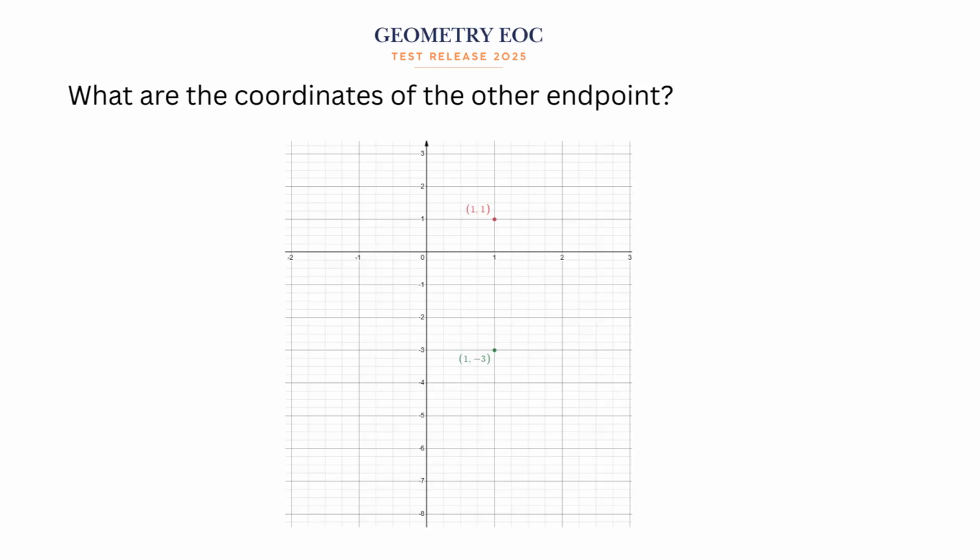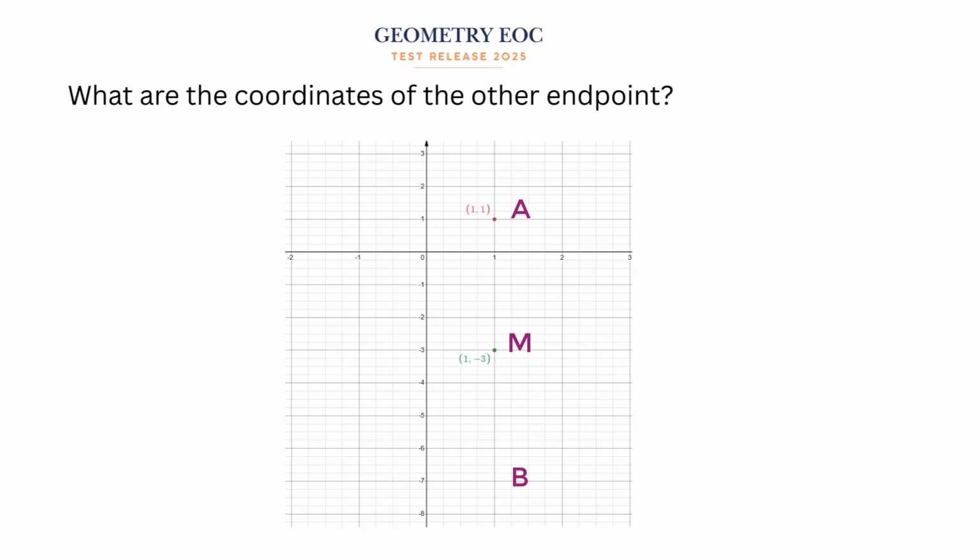All right, let's walk through this step by step. We are given one endpoint at A, (1, 1), the midpoint at M, (1, -3), and we are trying to find the other endpoint, B. Step 1. Set up the idea. Remember, the midpoint is the average of the two endpoints, so whatever the missing point is, when we average it with (1, 1), we should get (1, -3).